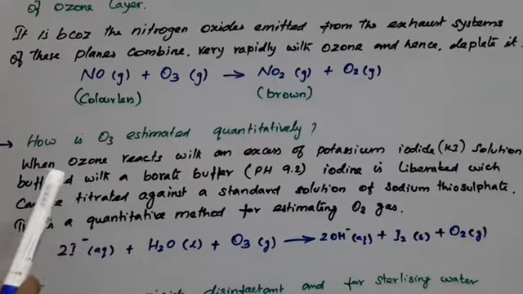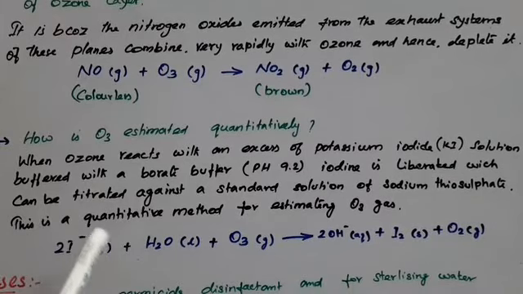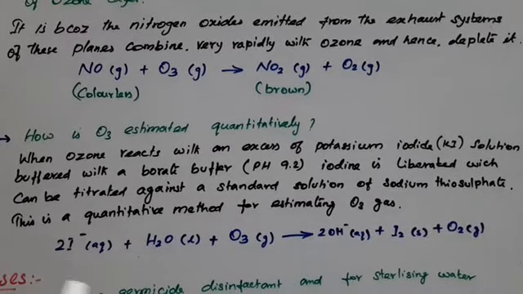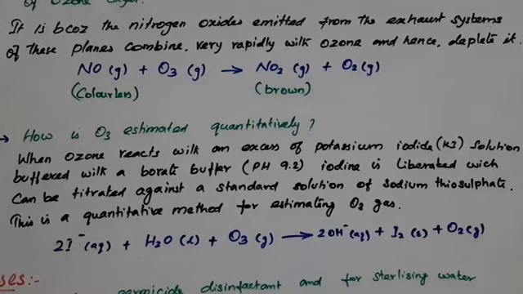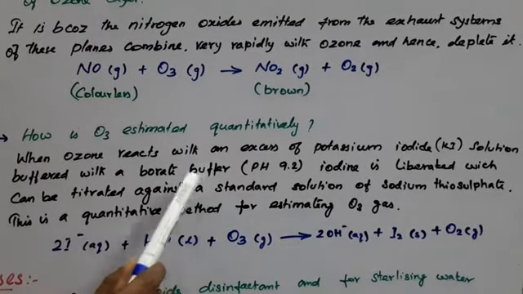Buffer solution is used to resist the change in pH of the solution. When acid or alkali is added, the pH is maintained. Okay, so that is why we use this buffer solution.